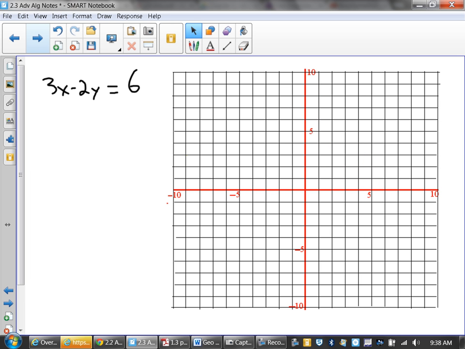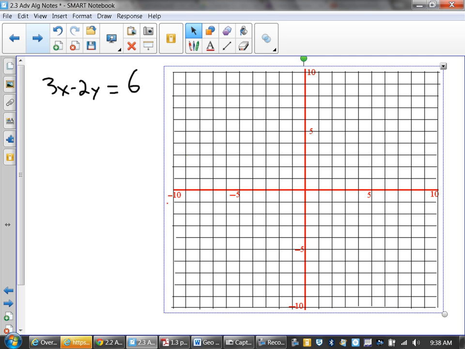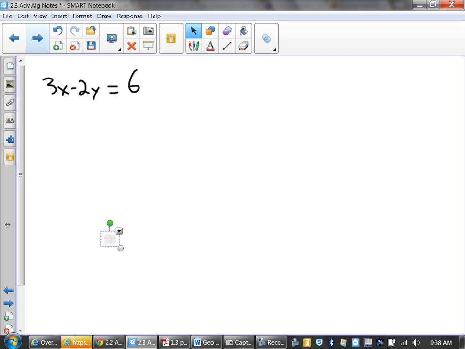Same idea. If I'm going to do this via quick graphs, for right now, I'm not even going to look at a graph. I'm going to fudge it. I'm going to put it on a piece of paper. I'm going to label my x-intercept, label my y-intercept. I'm going to connect the dots and call it a day. Okay? So I have 3x minus 2y is 6.